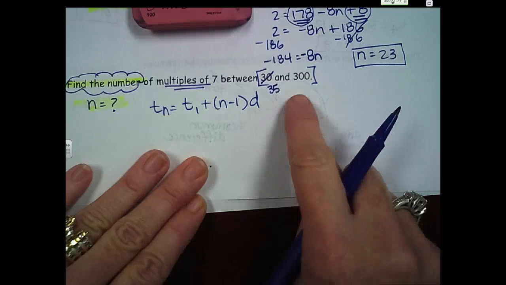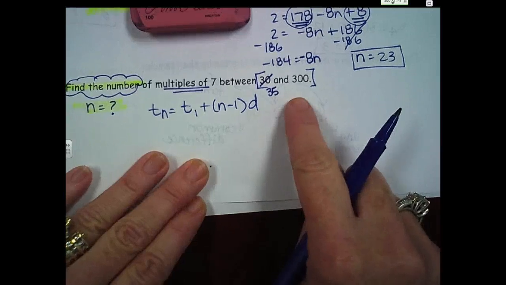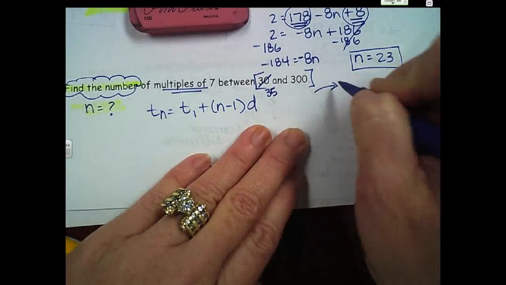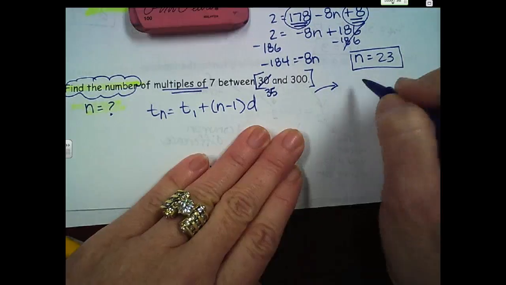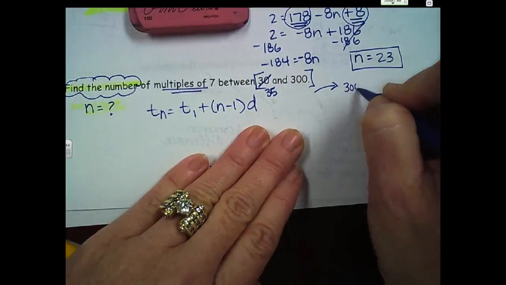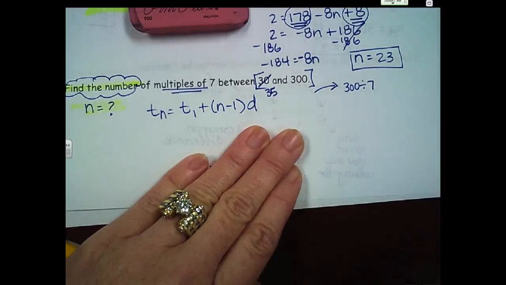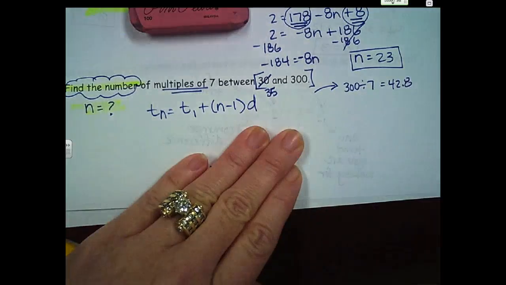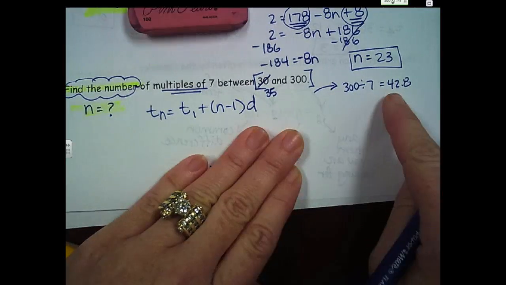Now, to find the last multiple, it's a little trickier. Get your calculator out for me. And to find the last one, you can draw a little arrow to see what you did so you don't forget. Take 300 and divide by 7. Tell me what you got. 42 point what? 42.8. That means 7 fits in 42 times. Will it fit in 43?